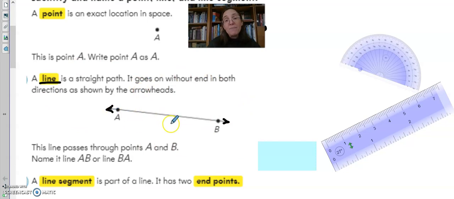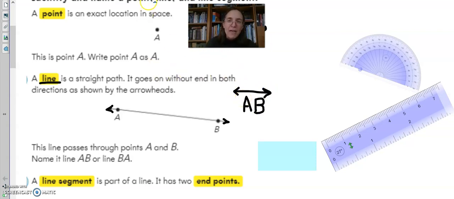Now, if we want to name this line, we could say that this line is passing through points A and B. So we could name it line AB or line BA. And the way that you will do that in middle school is you will write the 2 letters of the points you are referencing, and above them you will put a little line with arrows.